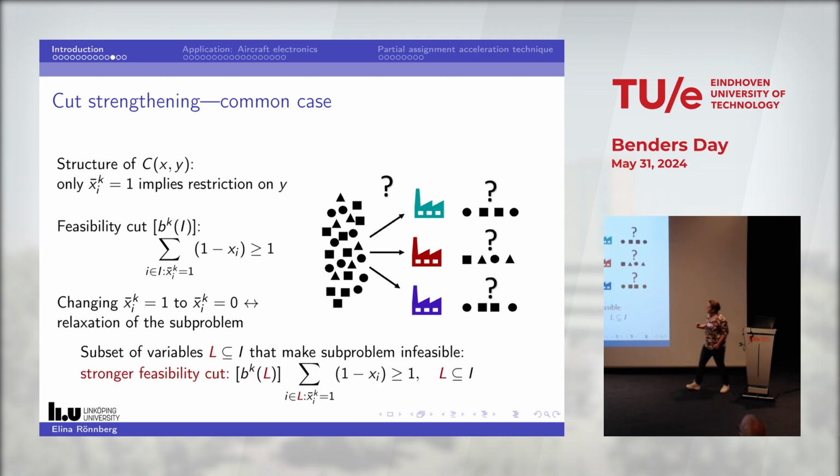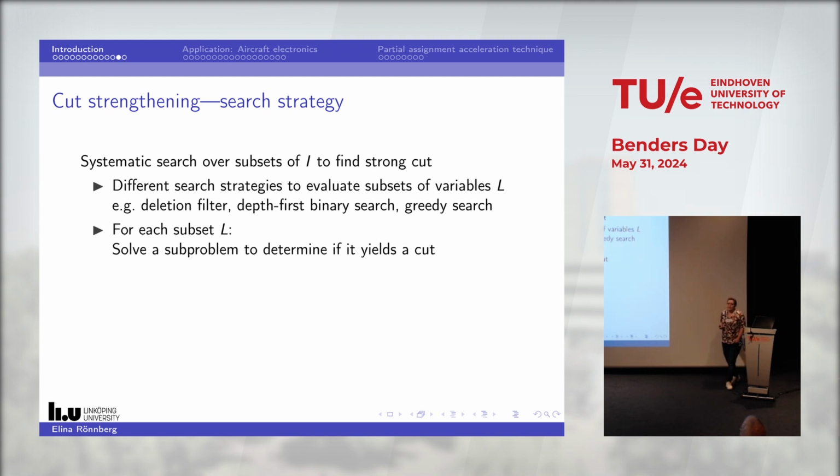And if you have this structure, then you can strengthen your cuts by finding subsets that cause infeasibility. So let's say again now that the green factory here, assigning these 4 jobs, you conclude that, okay, the subproblem is infeasible, I should return a cut. But maybe the cause of the infeasibility is the combination of these 2 jobs. So then that's a stronger information to return to your master problem. And then you want to do this. And if you want to find such a subset, you can apply any of your favorite search strategies for this. You want to find a subset that gives you an infeasible subproblem.